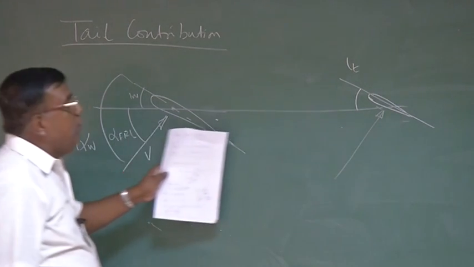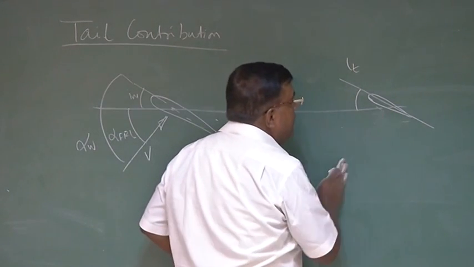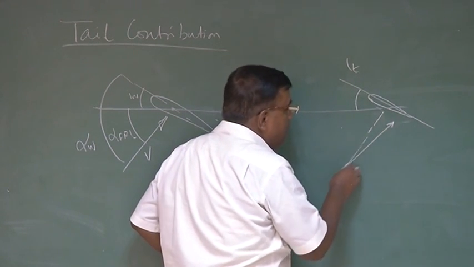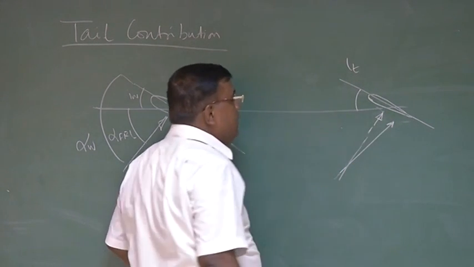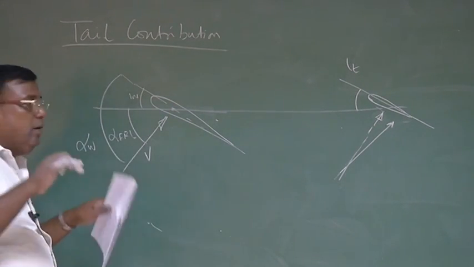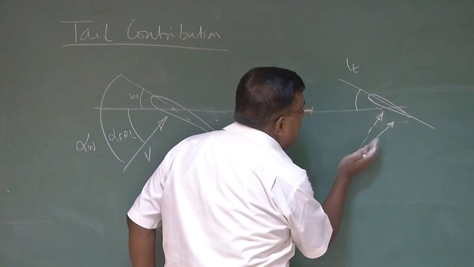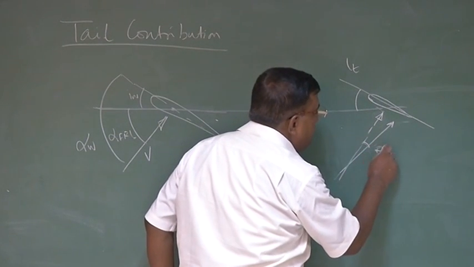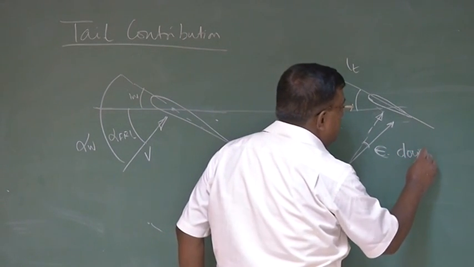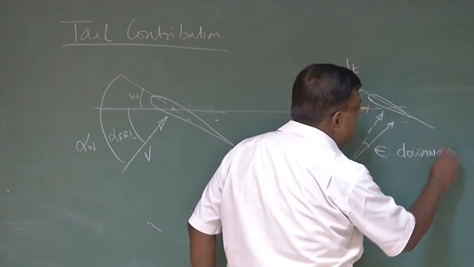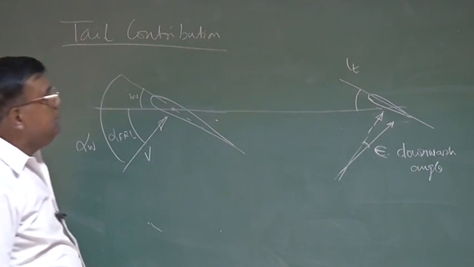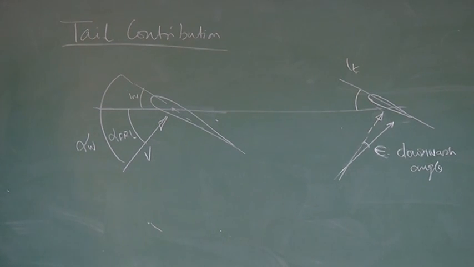Actually, this velocity vector will not be parallel. It will be a little bit tilted. If it was parallel to the wing velocity vector, whatever this direction is here, actually because of the downward component, this vector will be tilted like this. By how much? By epsilon, which we call the downwash angle. This is what should be understood.